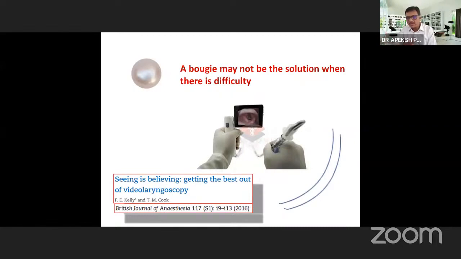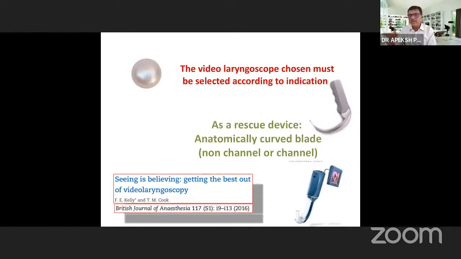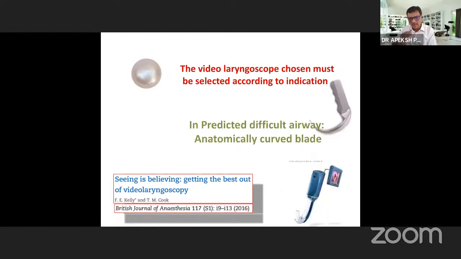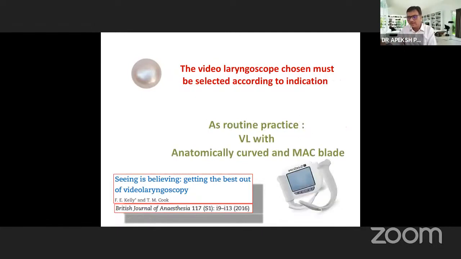Boogie may not be the solution when there is a difficulty with video laryngoscopy. The video laryngoscope chosen must be selected according to indication. If you are using it for a difficult airway, then you should have an anatomically curved blade. If you are using it for a routine case, then you should have both types of blade, angulated, anatomically curved, and Macintosh blade.